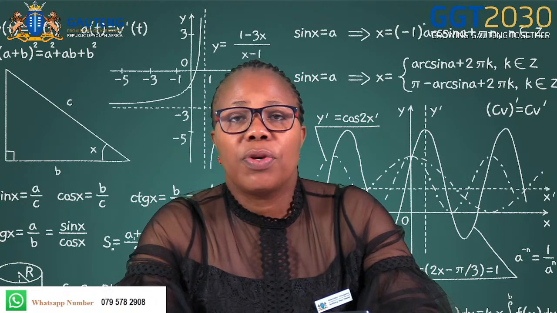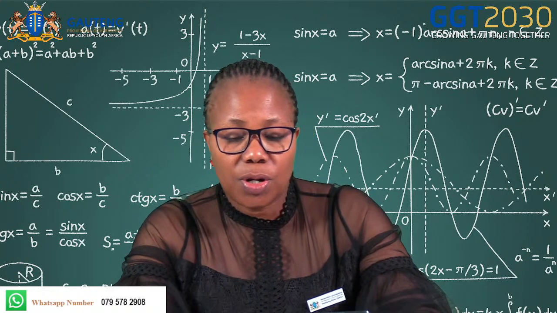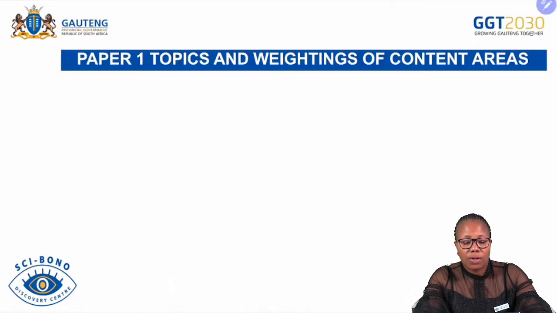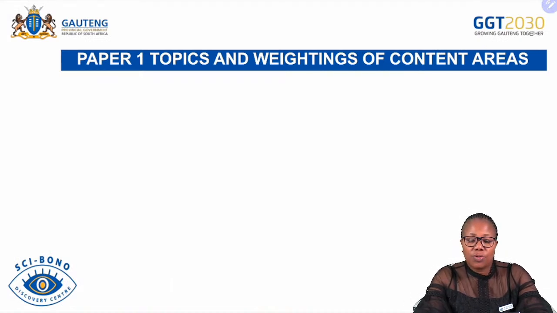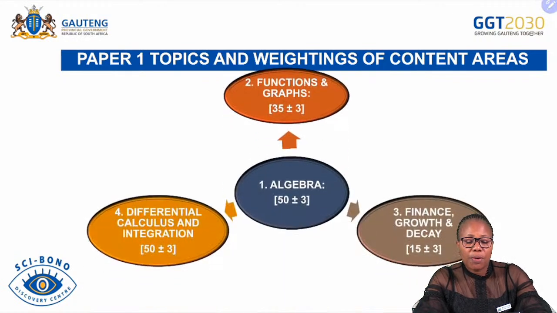Good luck with your preliminary exam for tomorrow, paper 1. And then today, grade 12, we will be looking at the revision of paper 1 since we are writing tomorrow. Okay, and then we are going to start now with the weightings of content areas that you should expect in your paper 1 tomorrow. So for paper 1, we are having the following topics.